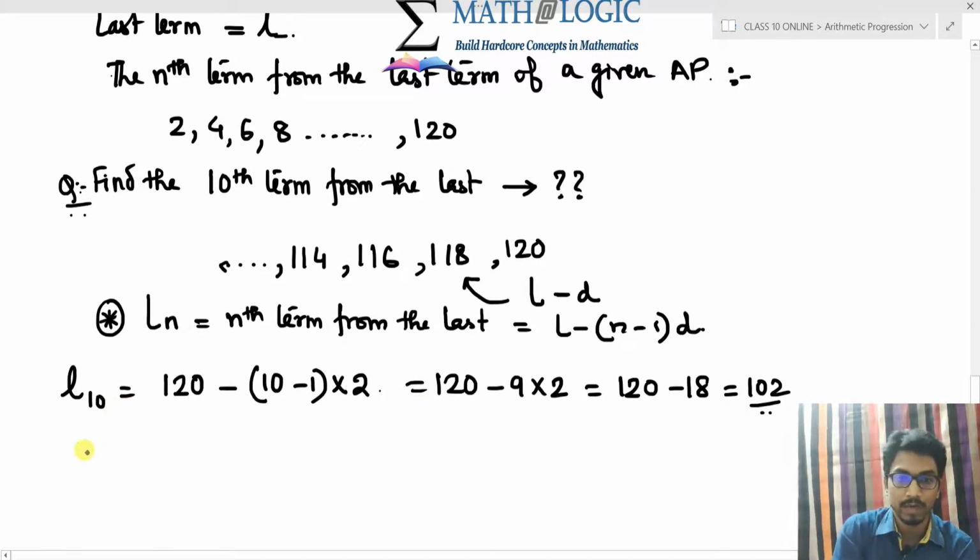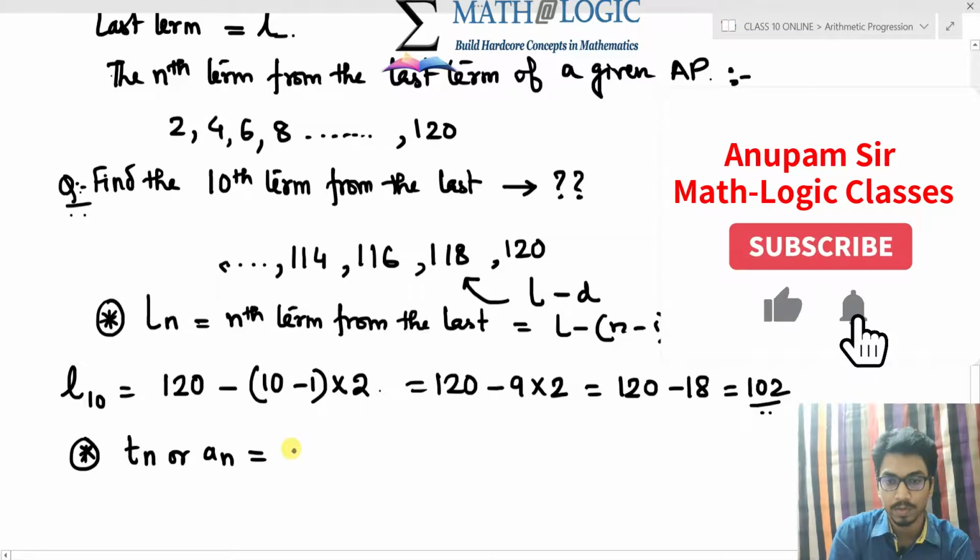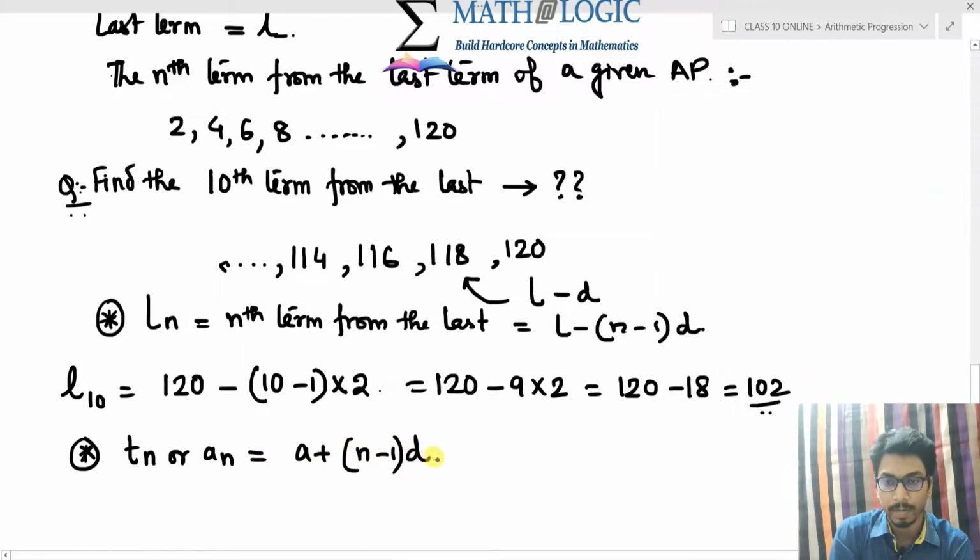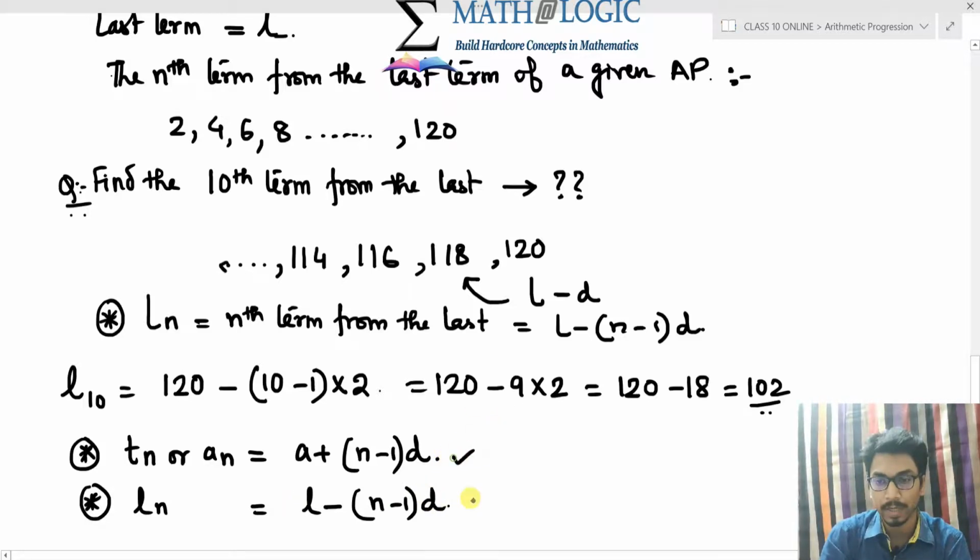Okay, so what are the formulas we have learned as of now? Tn or An, the nth term from the first, is equal to A plus (n minus 1) multiplied by D, and the nth term from the last, Ln, is equal to L minus (n minus 1) multiplied by D. Up to this much it is clear? Okay.